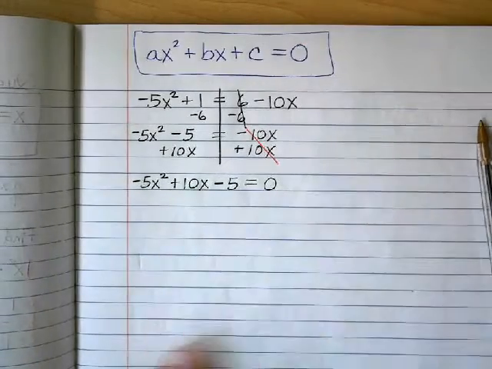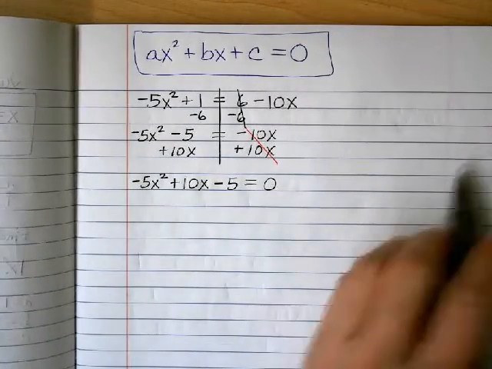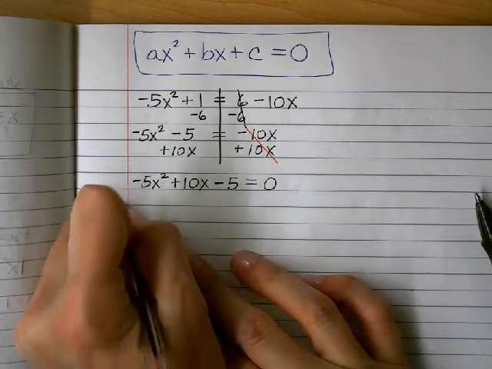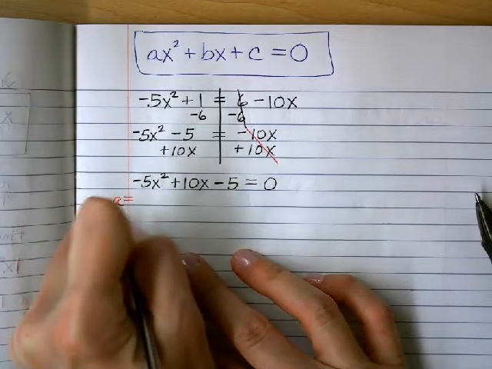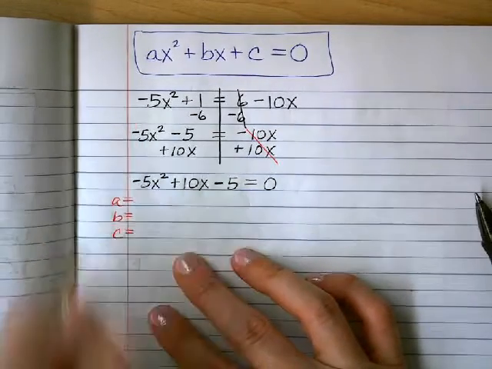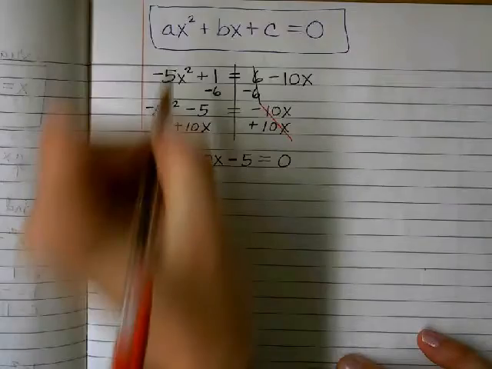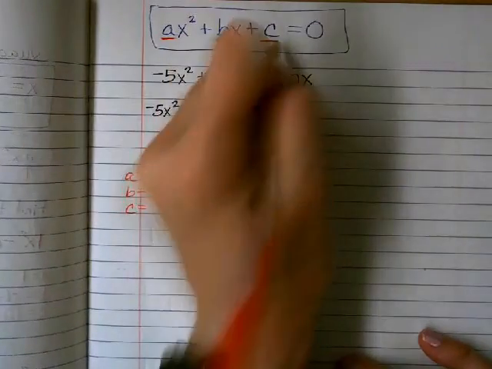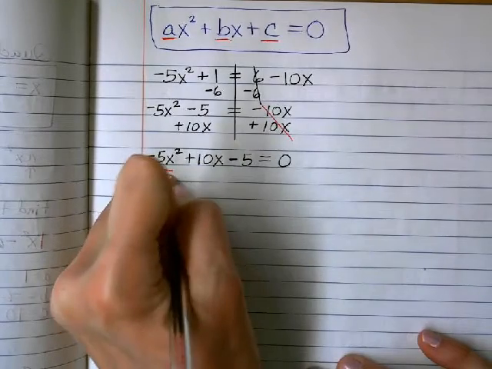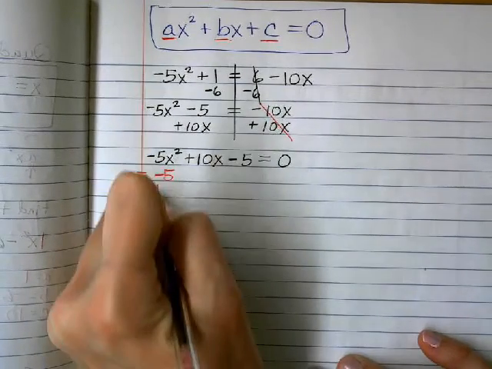Now I think I know what A, B, and C are. Now I know what A is, what B is, and what C is. What's A? Yep. A is negative 5. What's B? 10. What's C? That's also negative 5.